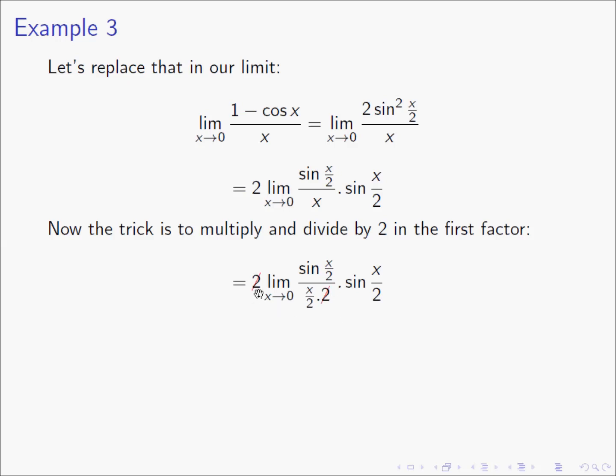So now we have this product, and here again we have the fundamental trig limit, but here the variable is x over 2, which also approaches 0. So this will approach 1, and sine of x over 2 approaches 0 because sine of 0 is 0. So this becomes 1 times 0, that's 0. And that's the answer.